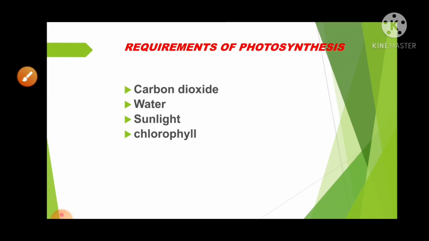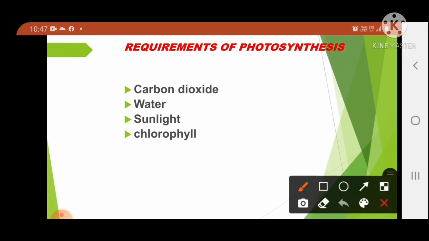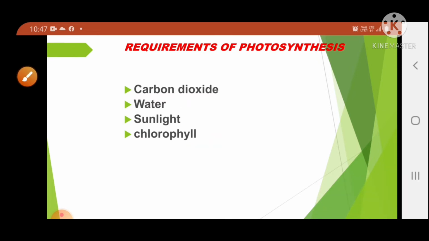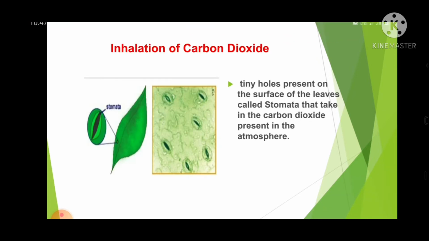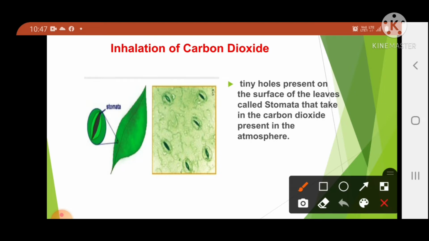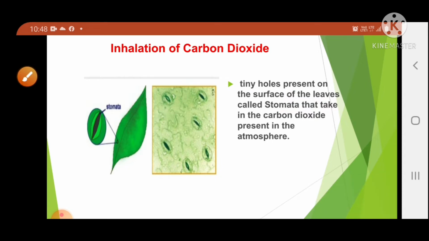So let's start. As we know, the requirements of photosynthesis are carbon dioxide, water, sunlight and chlorophyll. So now let's understand how plants obtain these things. As we all know, the tiny holes present on the surface of leaves are called stomata. Here you can see this is the surface of a leaf and this structure is the stomata. They take in carbon dioxide present in the atmosphere.